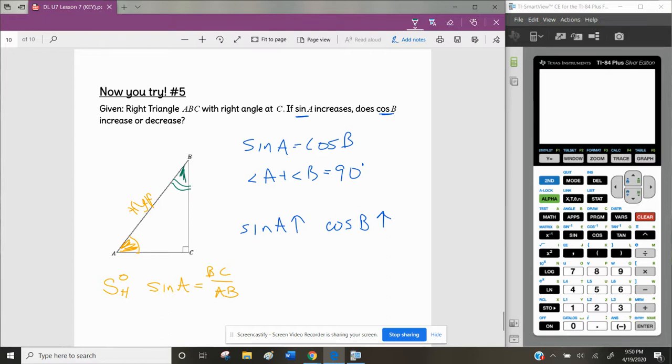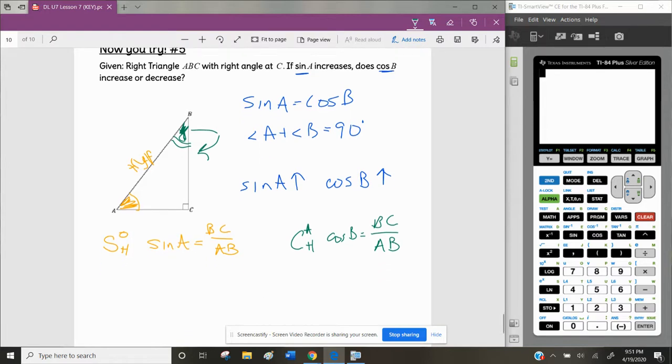So now I'm going to use angle B as my reference angle. Cosine is CAH, meaning we're going to compare the adjacent over the hypotenuse. So cosine of B, we know the hypotenuse side is not going to change. That's still AB. And now if I look adjacent to B, that is BC as well. So since sine of A is BC over AB and cosine of B is BC over AB, these two trigonometric functions compare the same ratios, the same sides. So if one increases, the other will also increase.